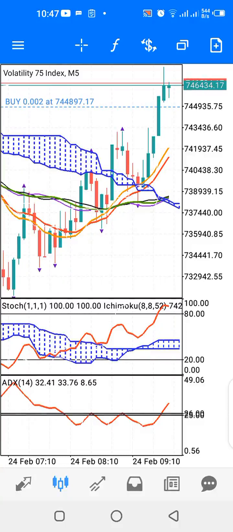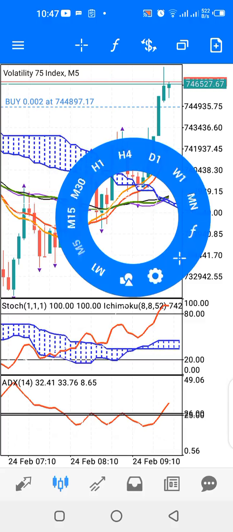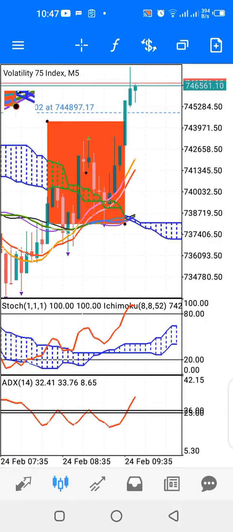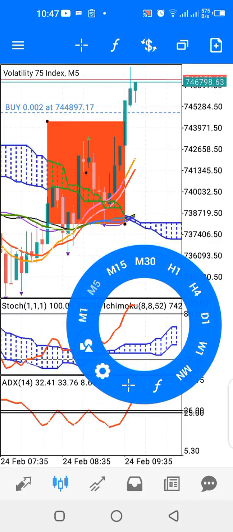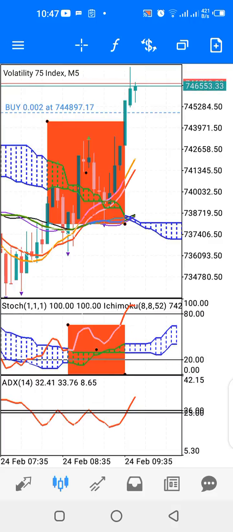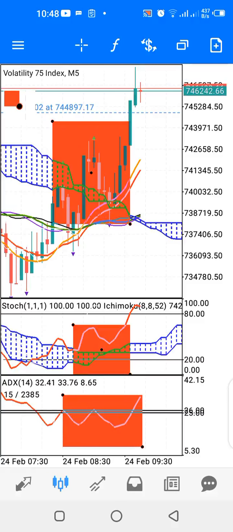Today we'll be looking at how you can trade Volatility 75 index on the 5-minute time frame. Right now I have three windows on the screen. I have indicator window 1. This is indicator window 1. I have indicator window 2. This is indicator window 2. And I have indicator window 3. This is indicator window 3.